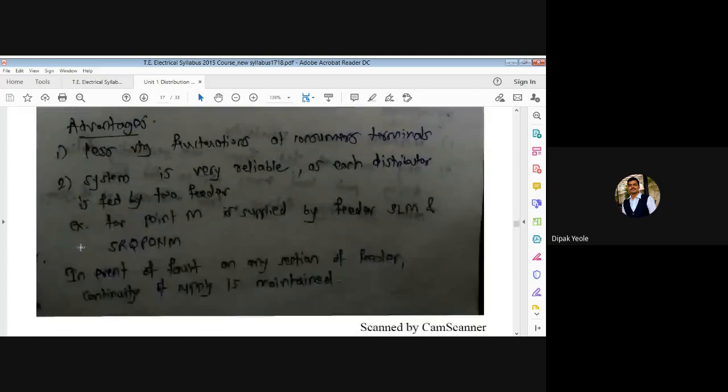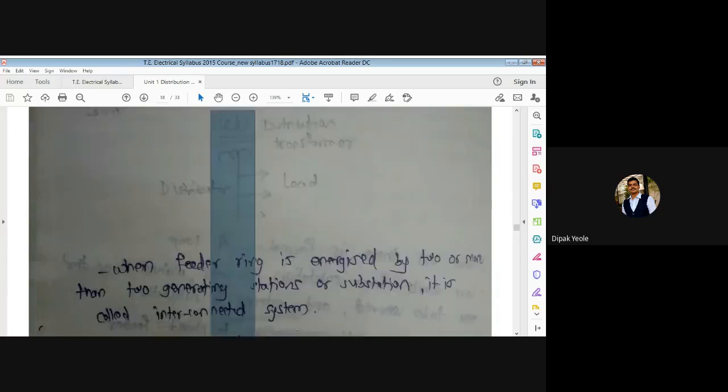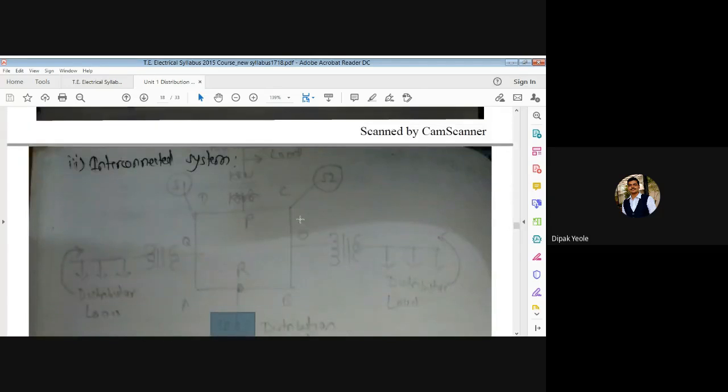The third system is the interconnected system. Interconnected means we have to connect the two substations together, S1 and S2, with the help of one ring arrangement. Yes, so obviously there is a need of a transformer, so this is the AC interconnected system. Okay, and what is the advantage? If one substation is under maintenance, we can transmit the power from the second substation.